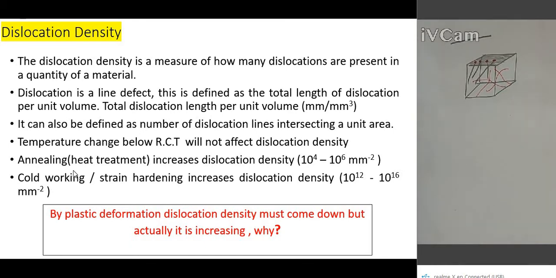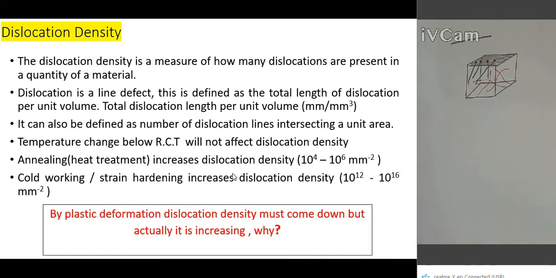Annealing is where we heat the material above the recrystallization temperature and then slowly cool it. That heat treatment process is called annealing. We will study that later. So in this annealing process, the dislocation density is 10 raised to 4 to 10 raised to 6 mm raised to minus 2. And cold working and strain hardening increase the dislocation density to 10 raised to 12 to 10 raised to 16 mm raised to minus 2.